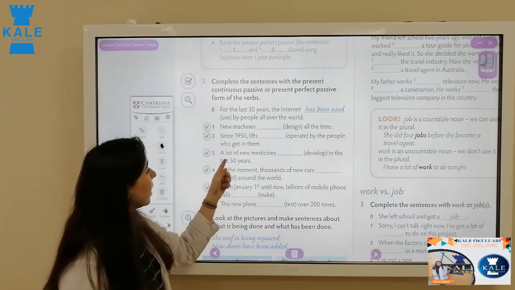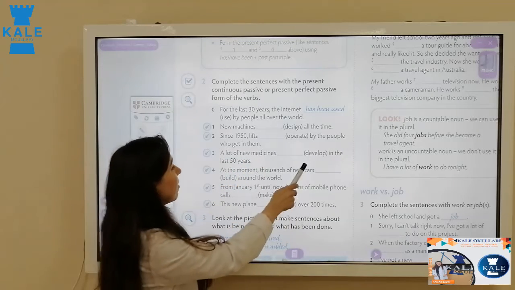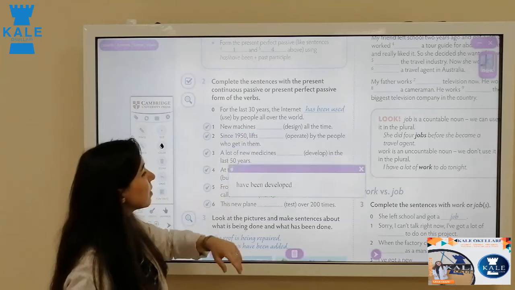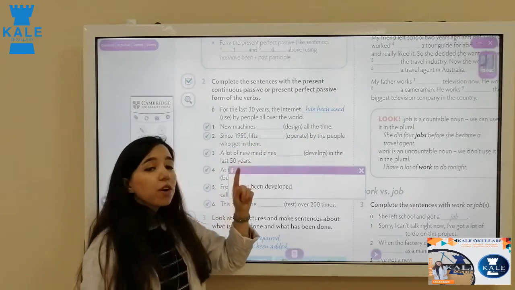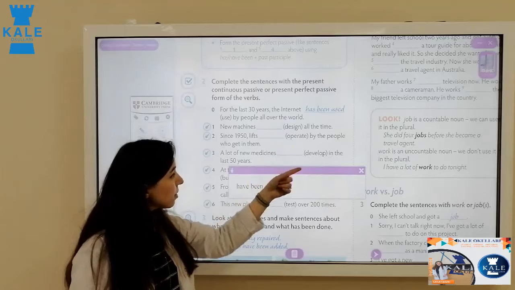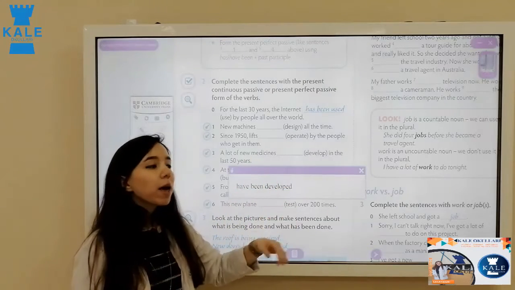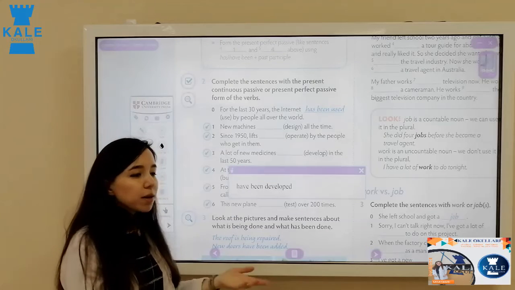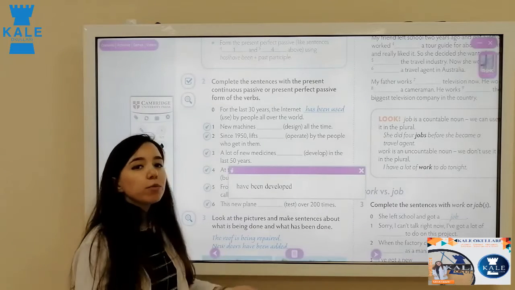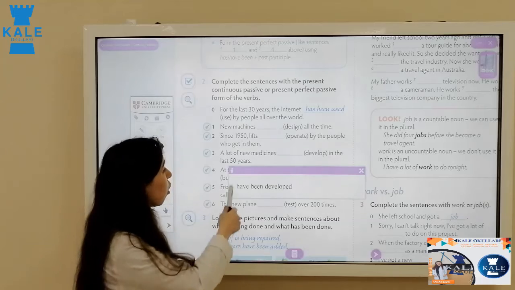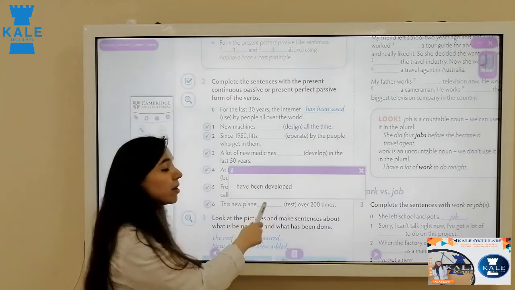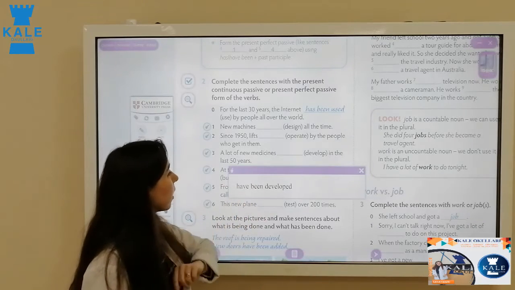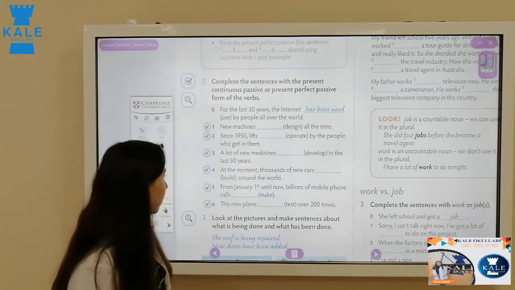And number 3, a lot of new medicines developed in the last 50 years. Look at here. Again, present perfect. Why? Because from 50 years ago, lots of new medicines have been developed, and maybe for the next 20 years, maybe 10 years, maybe next week also, because of this virus, you know that every day new medicines are being developed. So a lot of new medicine has been developed and it's not going to finish. It's going to continue. So we need here again present perfect passive.